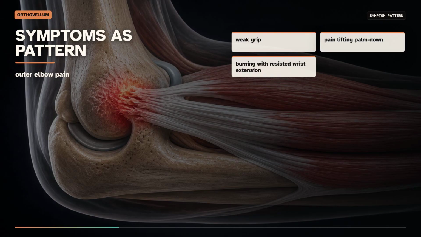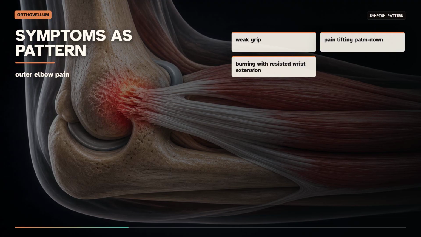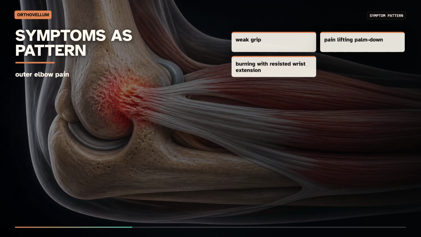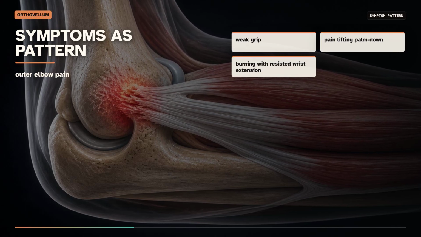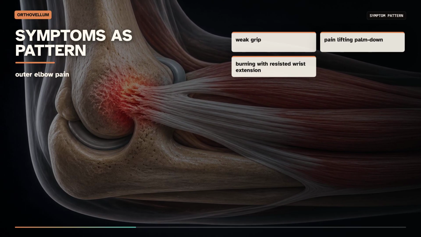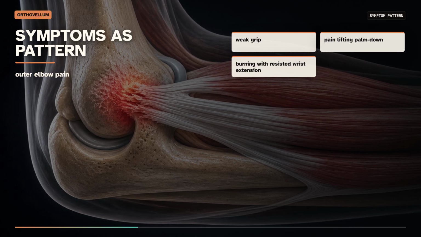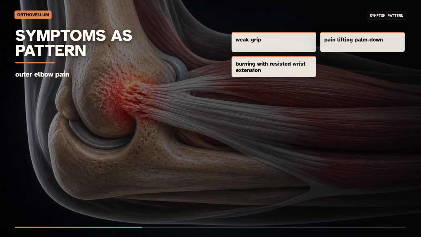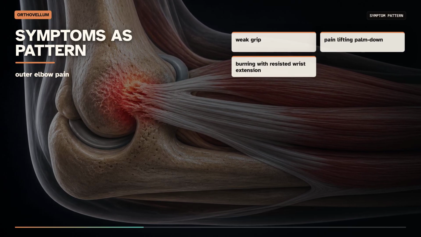The common symptoms cluster around outer elbow pain, weak grip, pain lifting palm down, burning with resisted wrist extension. Symptoms matter most when they form a pattern. One symptom by itself can mislead. A cluster is much more useful. Listen for timing, load, swelling, night pain, mechanical symptoms, and whether the person is losing trust in the limb. Also listen for what the problem has taken away: sleep, walking, work, sport, independence, or confidence.